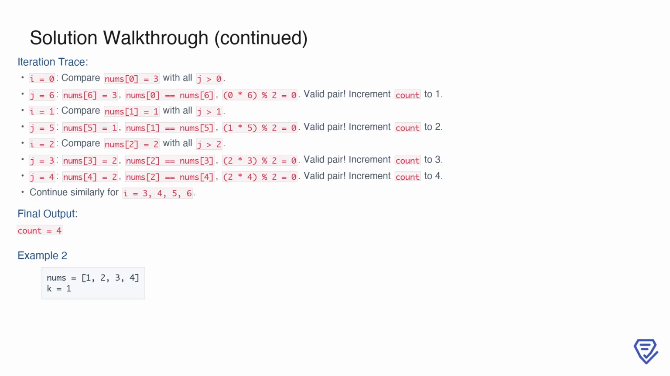Finally, we continue checking all remaining indices, but no additional valid pairs are found. The final count for example 1 is 4.